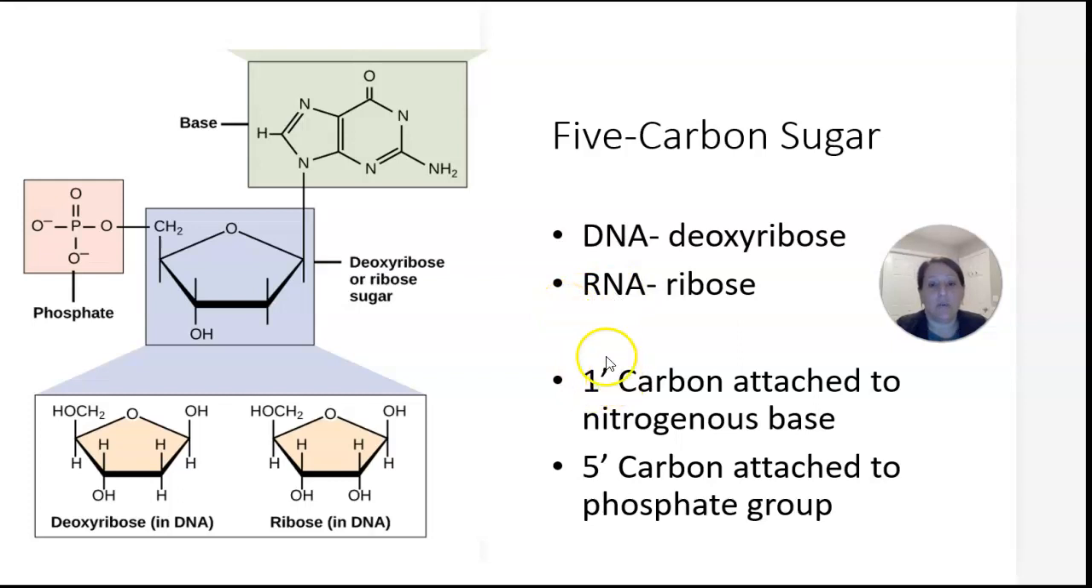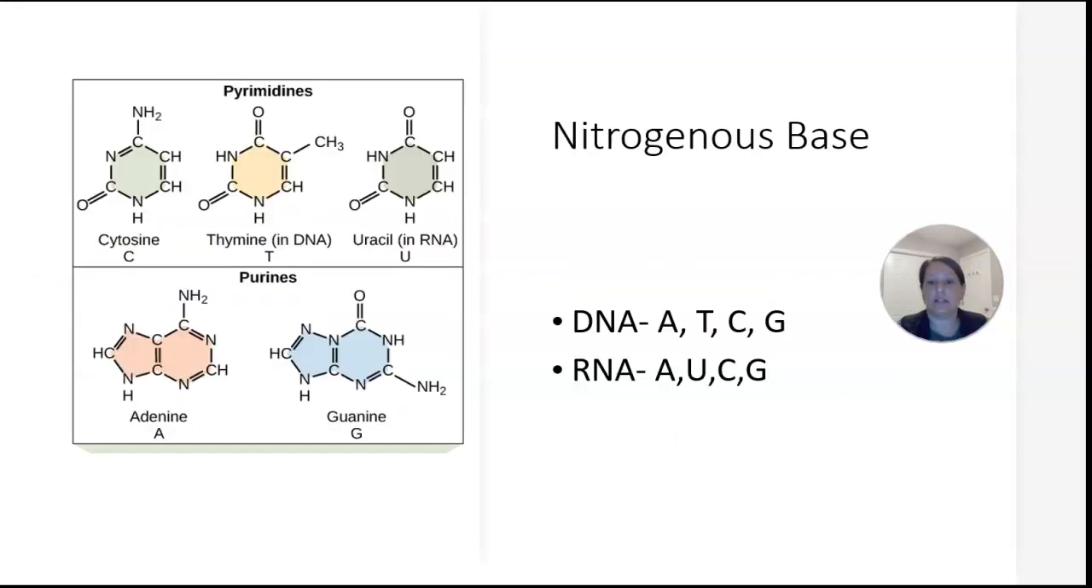So again, here it says the 1' carbon on that sugar attaches to the base, and the 5' carbon on the sugar attaches to the phosphate group. So there's another picture of that right here. Okay? So again, one difference between DNA and RNA is the sugar. Second difference are the bases.